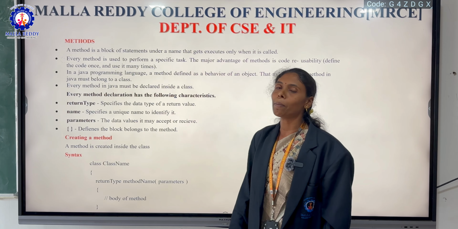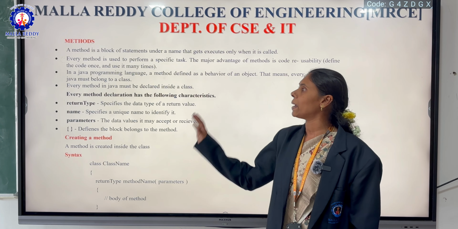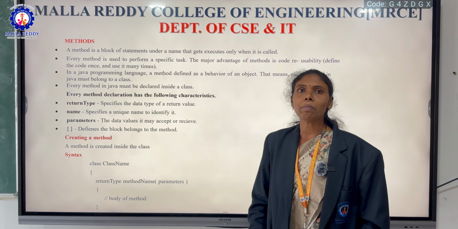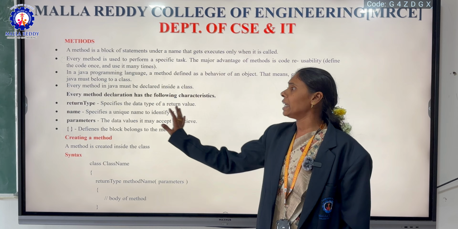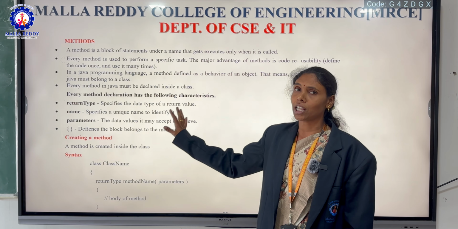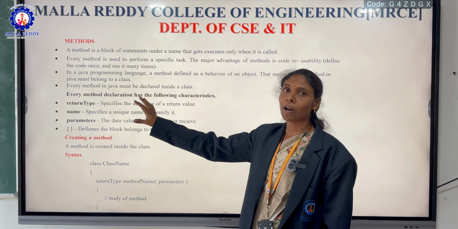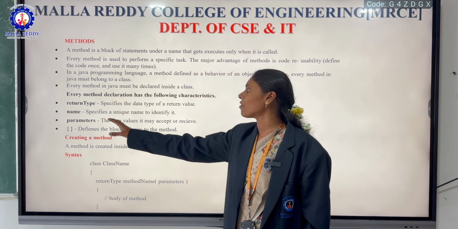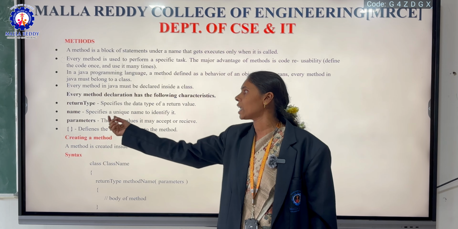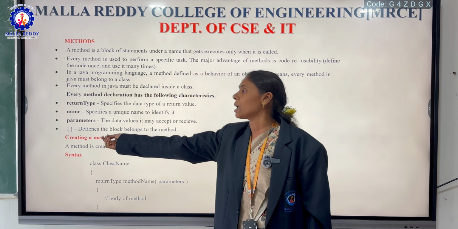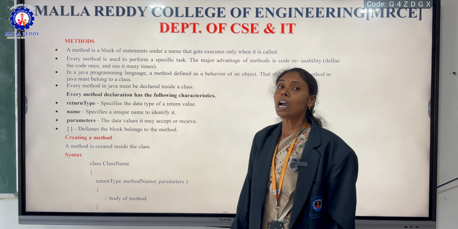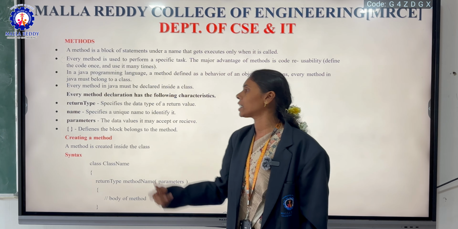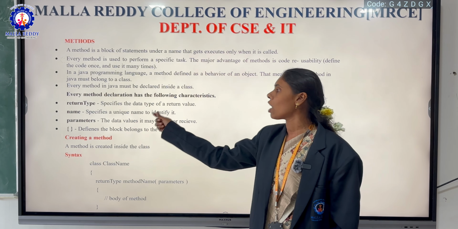In this method, a block of statements is called a method, and every method is used for a specific task. Inside the class only we are mentioning the method. In a method there are some characteristics. The first one is the return type, and next are the name, parameters, and curly braces. The return type specifies the type of the returned value, and the name represents a unique identifier.